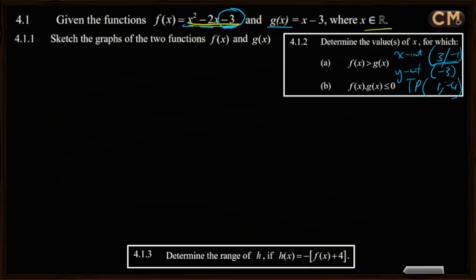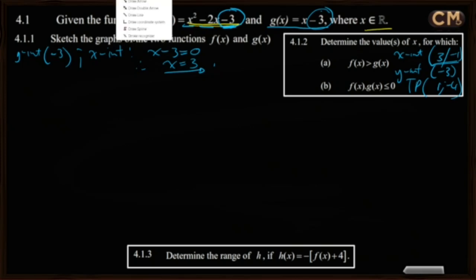Well, for g of x, which happens to be a straight line, y is equal to mx plus c. The y-intercept is also equal to negative 3, just from the c value once more. And then our x-intercept, just going to make that equal to 0. So x minus 3 is equal to 0. Thusly, x is equal to 3. So there we have a framework for drawing a sketch. So what you'll find now is a little bit of editing.